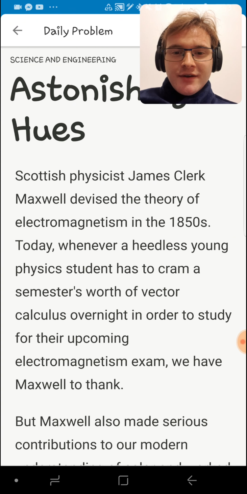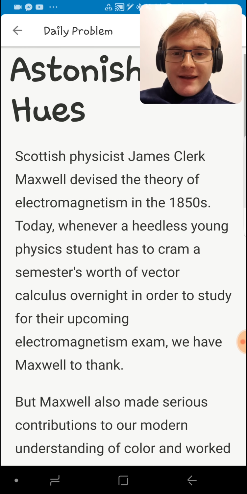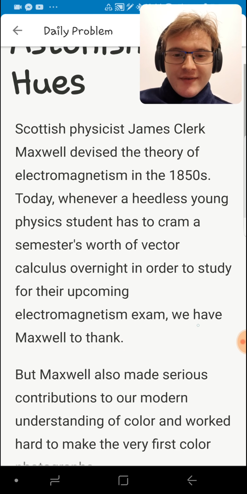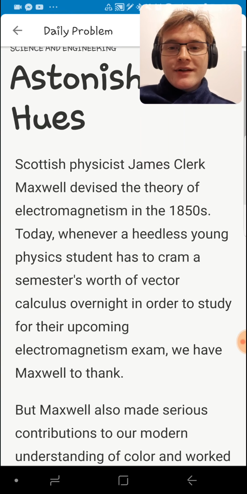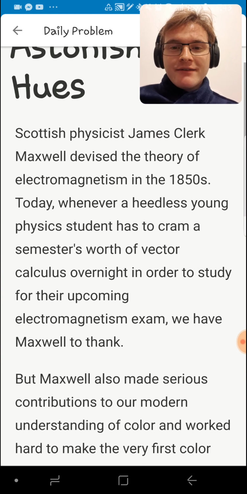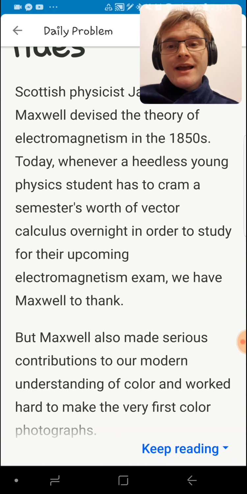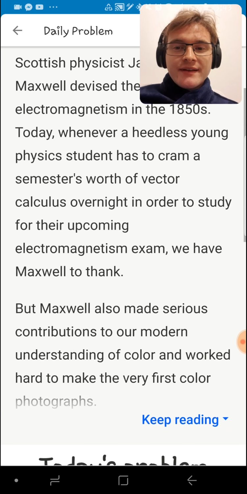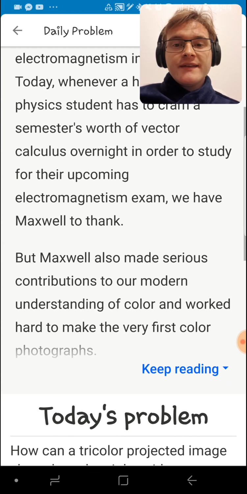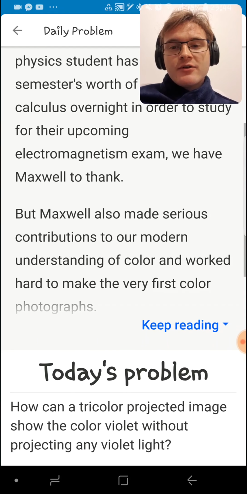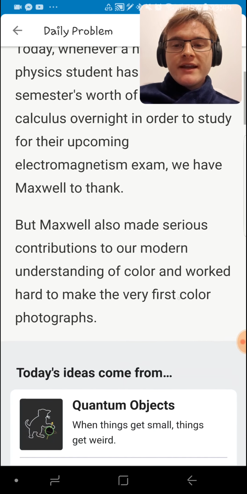So, astonishing hues. I'm rather familiar with James Clerk Maxwell and his Maxwell equations, a very good scientist, one of my all-time favourites. So we have Scottish physicist James Clerk Maxwell devised the theory of electromagnetism in the 1850s. Today, whenever a heedless young physics student has to cram a semester's worth of vector calculus overnight in order to study for their upcoming electromagnetism exam, we have Maxwell to thank.